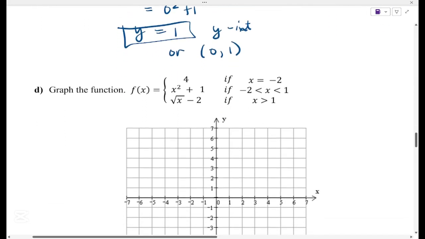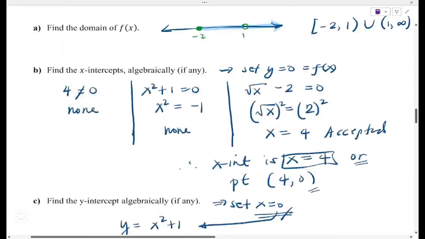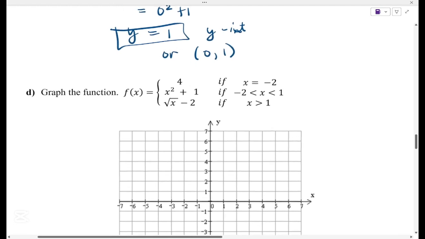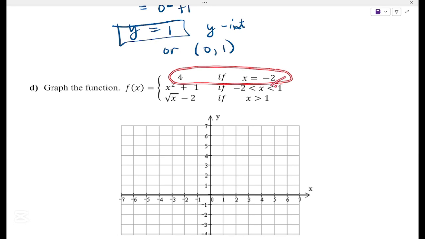Now, let us try to graph. So first, we can try to graph the first equation. Look at the first equation. When x is equal to minus 2, the y value is 4. So meaning it's a point: minus 2, positive 4. We will plot a point.